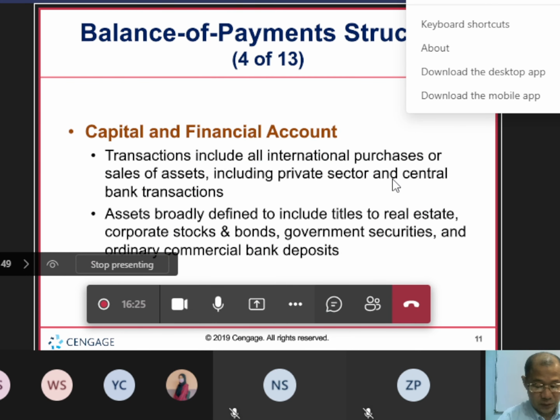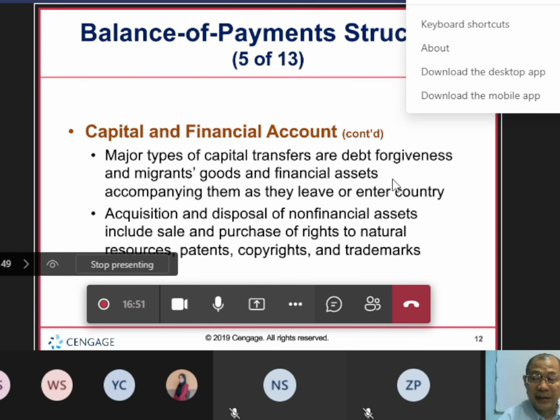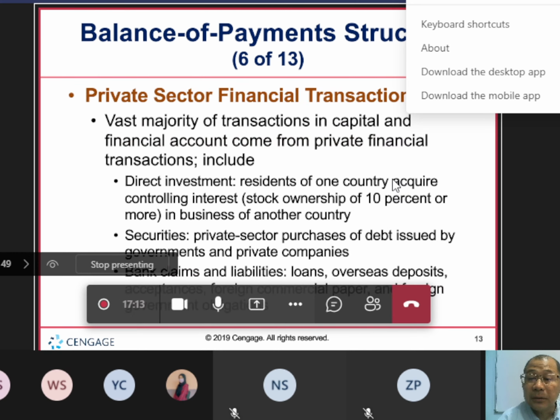So, the capital and financial account. This transaction includes all international purchases and sales of assets, including private sector and central bank transactions. Assets are broadly defined to include titles to real estate, corporate stock and bonds, government securities, and ordinary commercial bank deposits. Major types of capital transfers are debt forgiveness and migrants' goods and financial assets accompanying them as they leave or enter the country. Acquisition and disposal of non-financial assets include the sale and purchase of rights to natural resources, patents, copyrights and trademarks. I'm going to go over this with my own explanation after this.